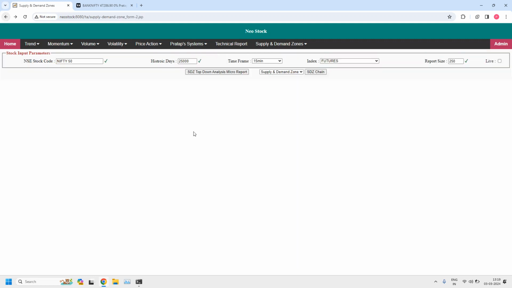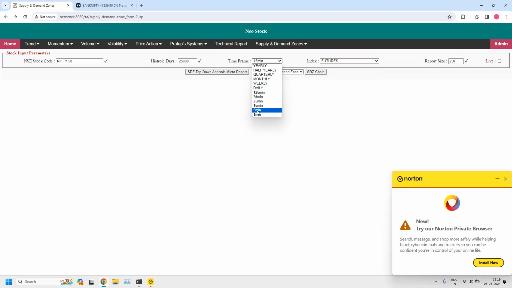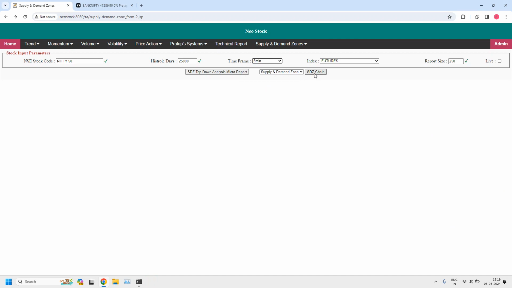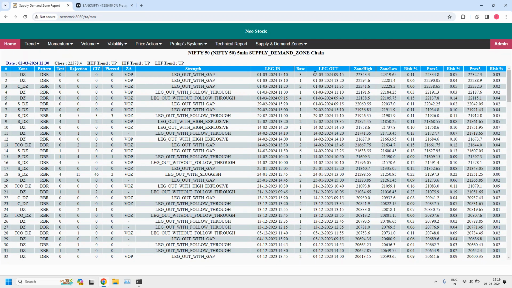So these are the 15 minute zones. Let me go back and generate the 5 minute zones. And finally, even in 5 minutes there is no supply zone. It's because Nifty is at an all-time high, closed near the all-time high. That's why in 5 minutes, no supplies. Without supplies, we cannot tell how the market is going to be. It is not easy to predict the market movement, so I should be careful.